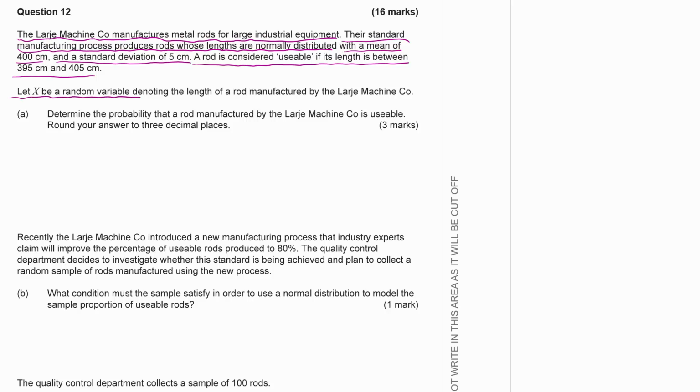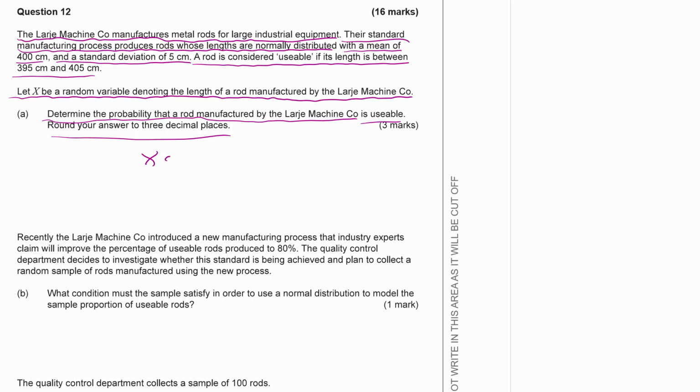Let X be a random variable denoting the length of a rod manufactured by the large machine company. Determine the probability that a rod manufactured by them is usable. Round your answer to 3 decimal places.